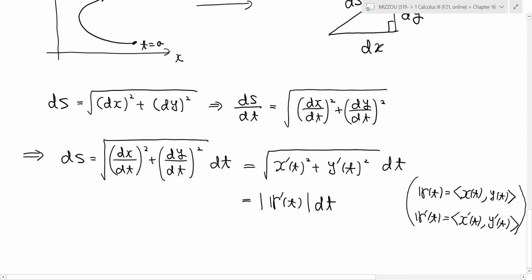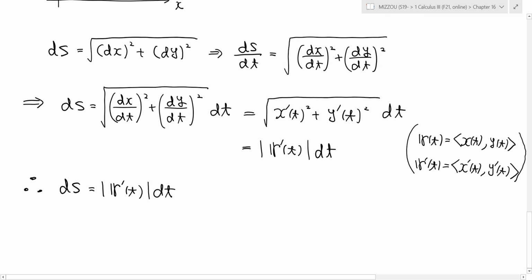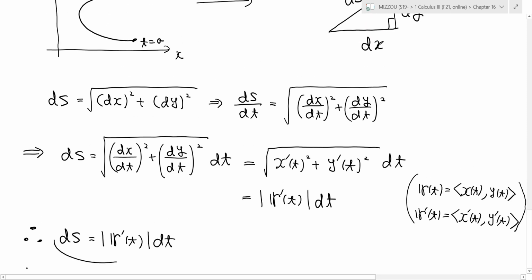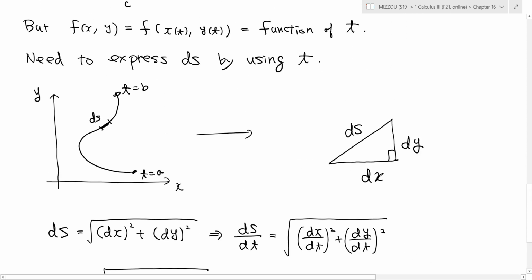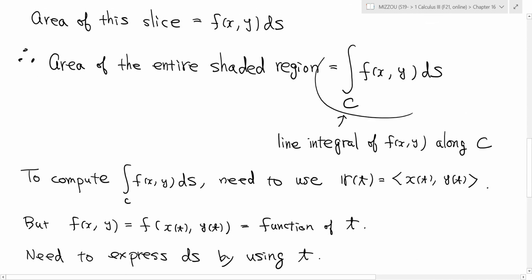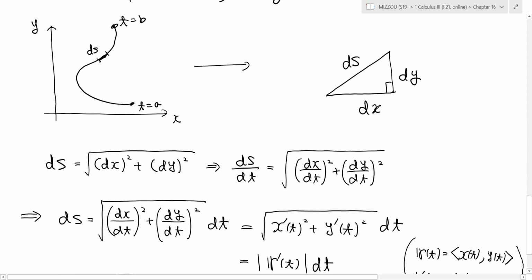Okay, so the upshot is this little thing ds is written as the magnitude of the derivative of the parameterization of t, dt. So therefore, by sticking in this ds to here, what we get is this.